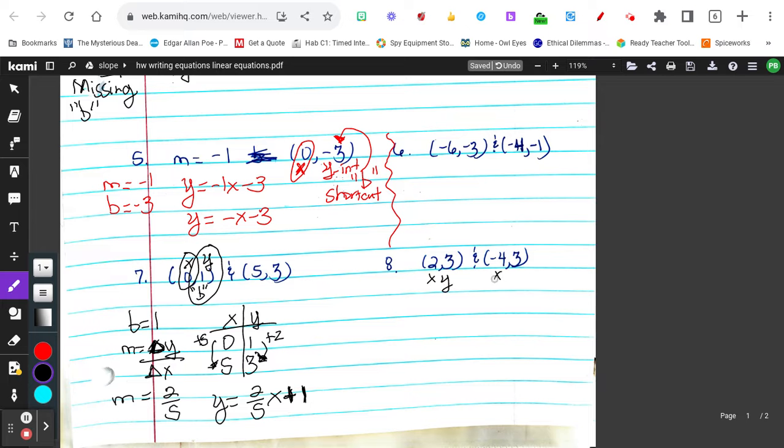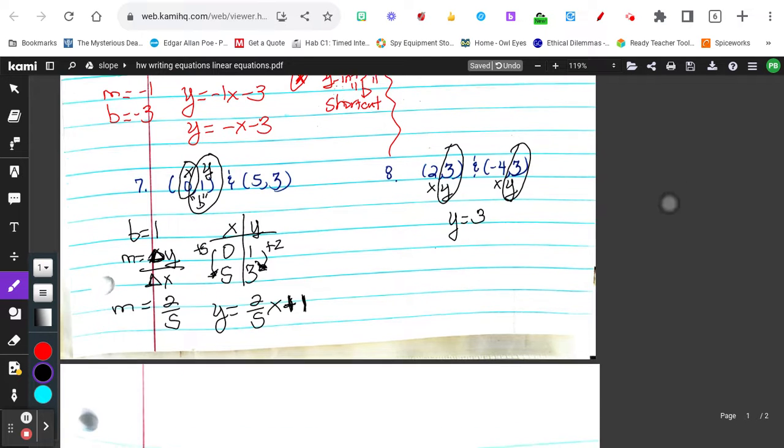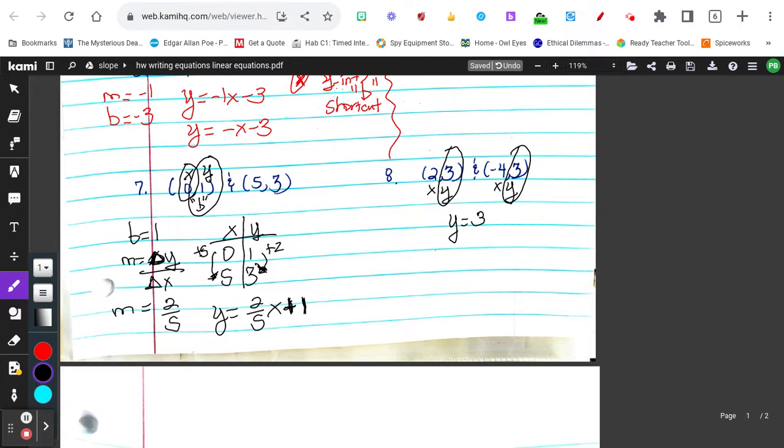All right, you should notice something about your y coordinates. This y coordinate is 3, and this y coordinate is 3. The equation is simply y equal to 3. That's all you do. I'm going to give you an example that looks like this.